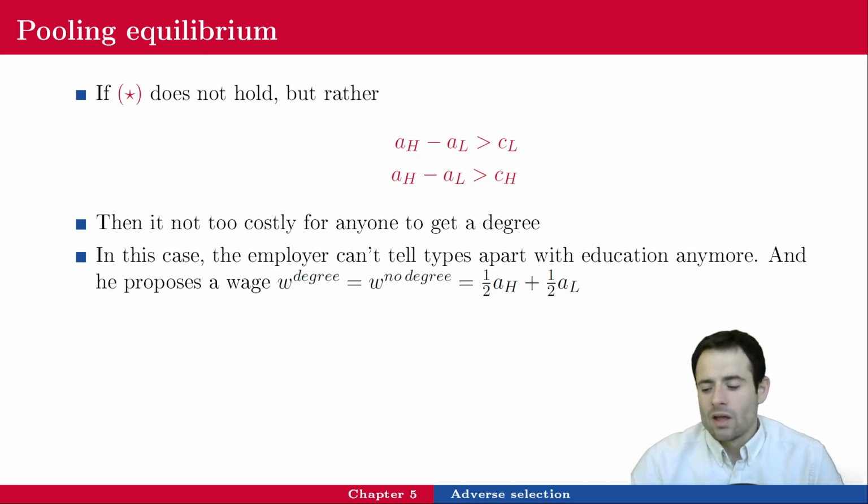So, the employer will not be able to tell who is what type anymore. So he cannot use education to tell types apart. Somebody who comes with a degree could also be a low ability worker because it is also a good deal for them. So, the firm will then have to propose an average wage, an average ability wage. One half of AH plus one half of AL.